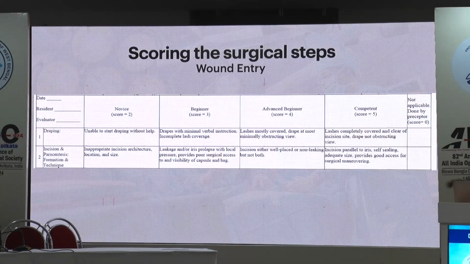So now this is your incision and paracentesis. Let's just look at incision. How many of you think this was score 2 for a novice? A show of hands. How about a beginner? Score 3.